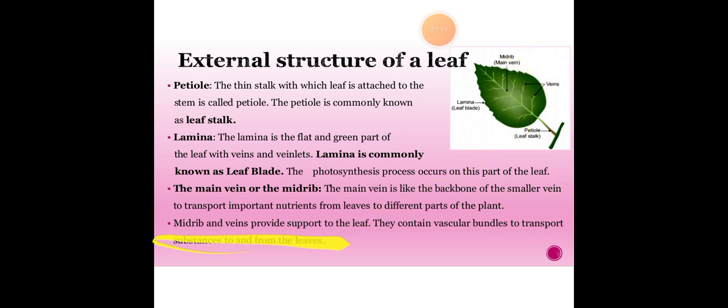Then the midrib and veins provide support to the leaf. These are the veins, these are the midribs. They provide support to the leaf. They contain vascular bundles to transport substances to and from the leaf. That means they have phloem and xylem, the vascular bundles, and they transport substances to and from the leaf.